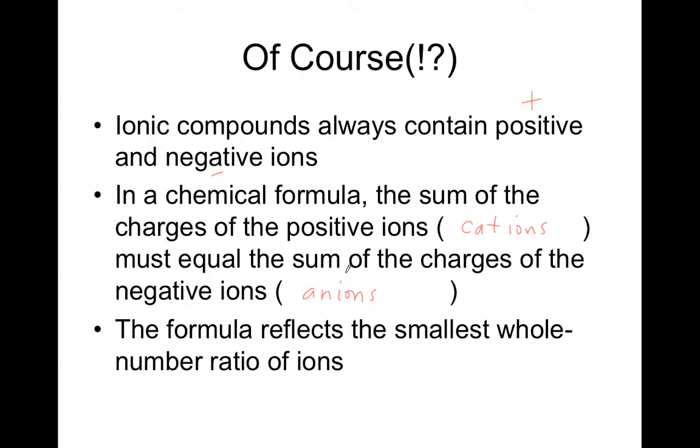So in a chemical formula, the sum of the charges of the positive ions has got to equal the sum of the charges of the anions. The formula reflects the smallest whole number ratio of the two.